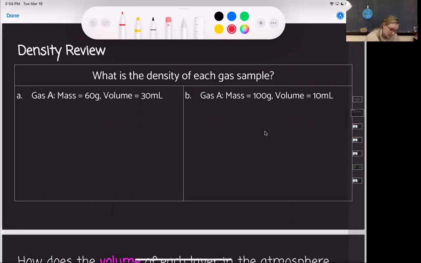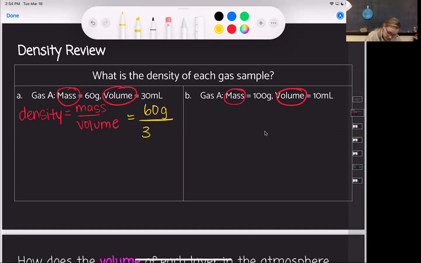So you may or may not remember from our chemistry unit and before that, density is equal to mass divided by volume. And in these two gas samples, we have been given our mass and our volume. So we're really just going to be doing some plugging in. For sample A, my mass is 60 grams and my volume is 30 milliliters. If I divide those, that tells me that the density of this gas is 2 grams per milliliter.